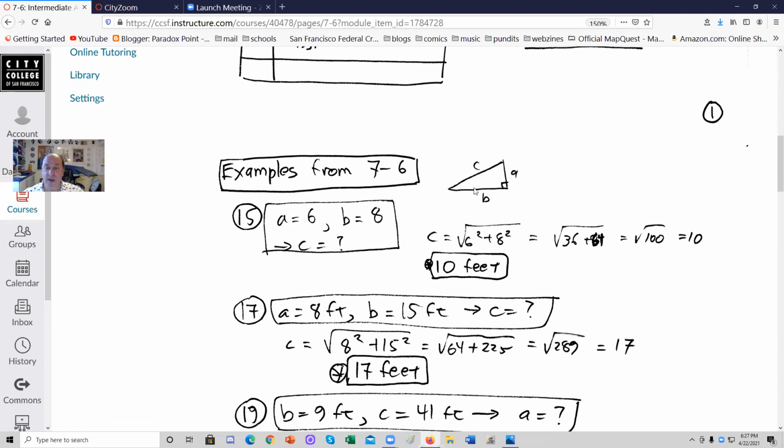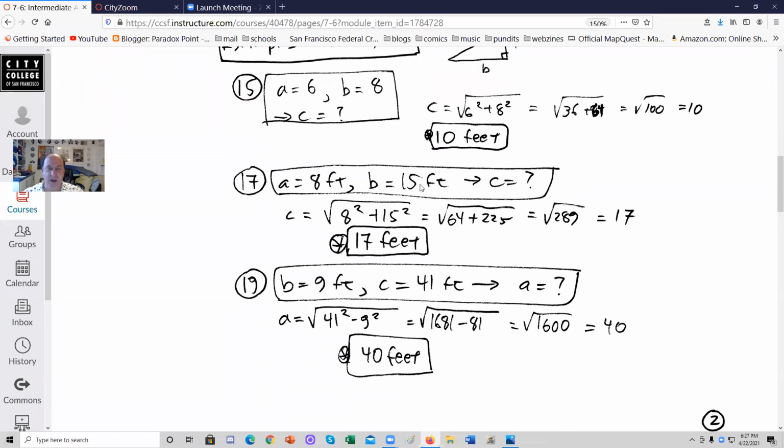If we have a right triangle, length A is 6 feet, length B is 8 feet. What's C? Well, simple enough. C is root of 6 squared plus 8 squared, which is root of 36 plus 64, which is root of 100, which is 10. So C is 10 feet. If A is 8 feet and B is 15 feet, what's C? C is root of 8 squared plus 15 squared, which is root of 64 plus 225, which is root of 289, which is 17. C is 17 feet.